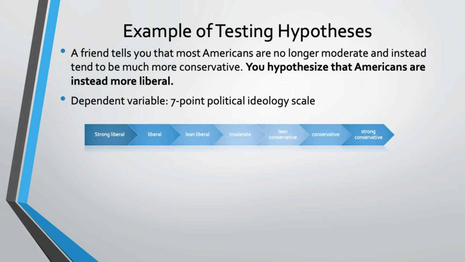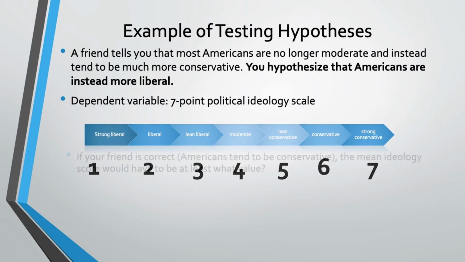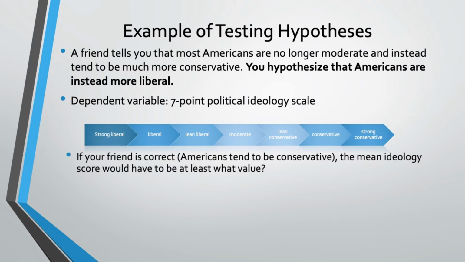So as you know, the way that we code responses, if we were to go out and collect public opinion responses and ask people to report their political ideology, we know we have to assign numerical values to each of these categories. And in this case, strong liberal is coded as 1, and as we increase in ideology all the way to strong conservative, we end up with a value of 7. So this measure ranges from 1 to 7. Now I want you to think about this. If your friend is correct that Americans tend to be more conservative, what would the mean ideology score have to be for that statement to be true?